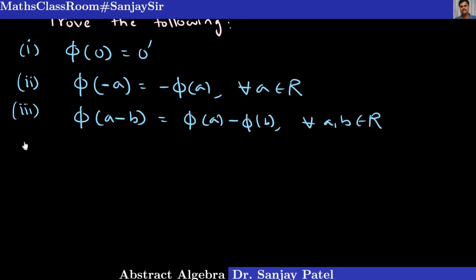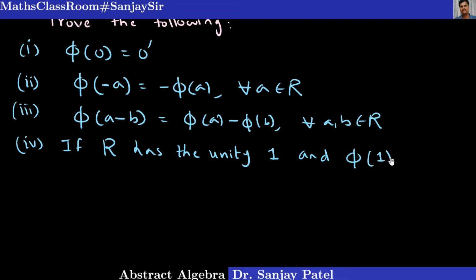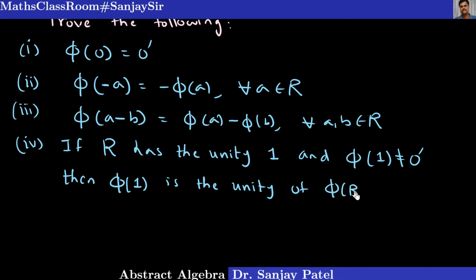These are three simple properties. Further, number 4, if the domain ring R has unity element, say 1, and phi of 1, the value of the function phi for this unity, is not equal to 0, that is 0 of the codomain, then prove that phi of 1 is the unity element of phi of R.